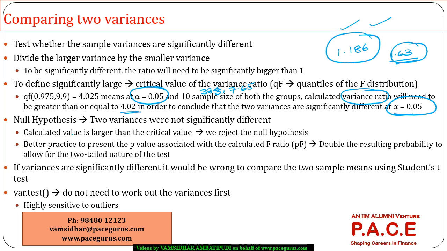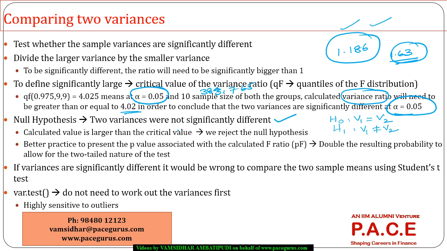The whole thing can very well be executed through a direct test also. In this case, the null hypothesis is that the two variances are more or less equal. There is no significant difference between the variances of the two groups. So the null hypothesis is that the variance of the first group is the same as the variance of the second group. The alternate hypothesis is that there is a significant difference between the two groups.